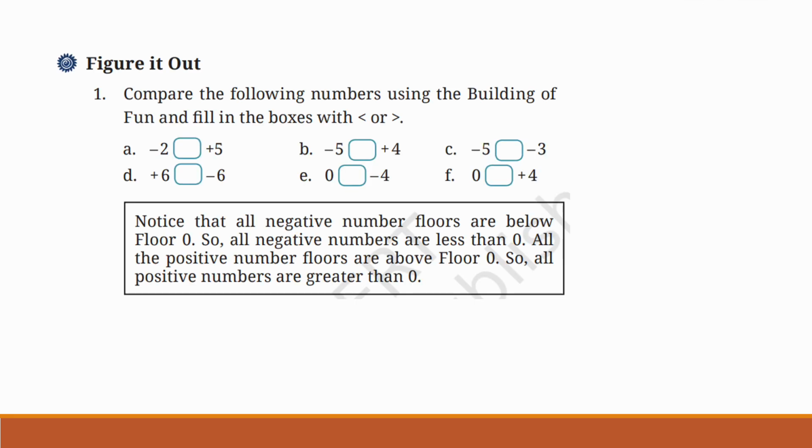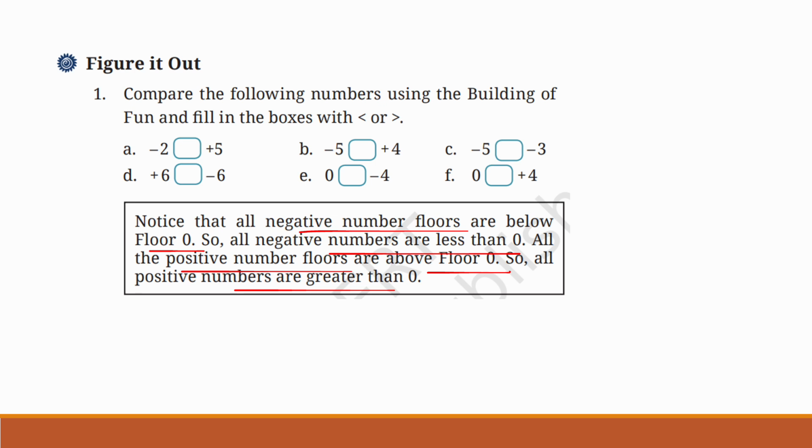Compare the following numbers using the building of fun and fill in the boxes with less than or greater than. Notice that all negative number floors are below floor 0. So, all negative numbers are less than 0. All the positive number floors are above floor 0. So, all positive numbers are greater than 0. All negative numbers are less than 0 and all positive numbers are greater than 0.